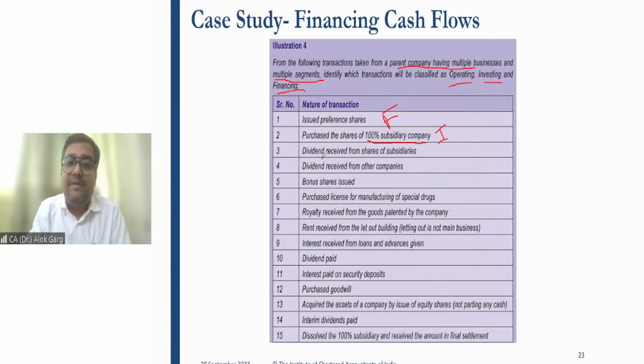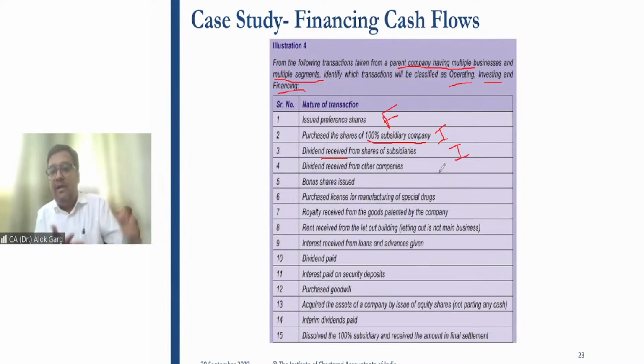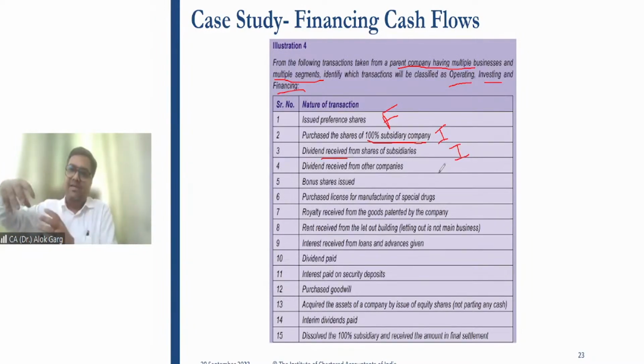Dividend received from share of subsidiary. Dividend received from the investment. Yes, it is an investing activity. Very good. Dividend received from the other companies. See, the ordinary activity of the company is not to invest in subsidiary. The company had a surplus fund. For the expansion of the business, the company has invested and obtained a control over the subsidiary. And on those investments, the company is getting a return by way of a dividend. So this is an investing activity. Dividend received from other companies is also an investing activity.